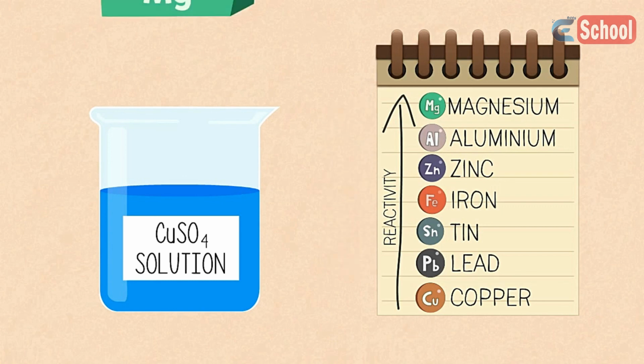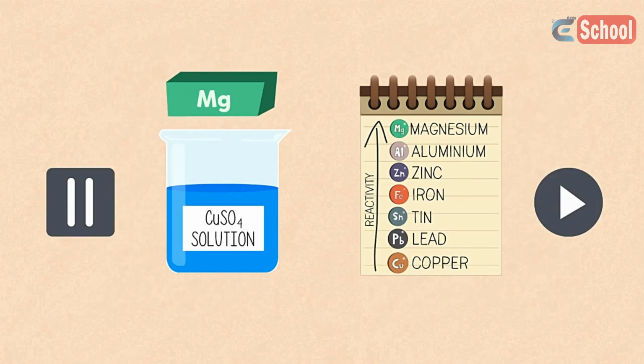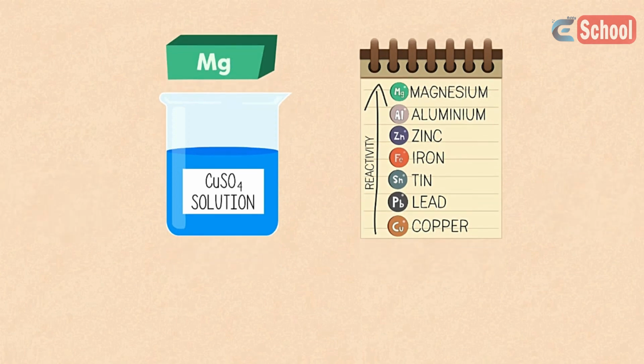So, if you were to add magnesium, what do you think would be formed? Pause the video, write a chemical equation, and check the answer when ready. The answer is shown here.